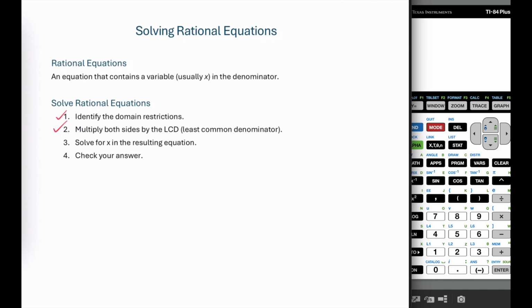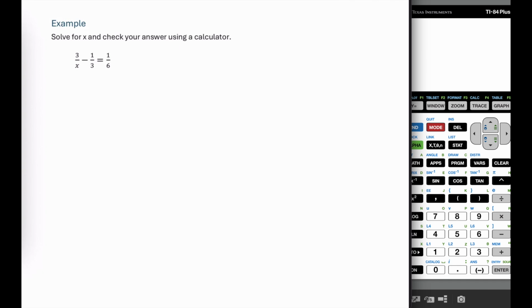Then we're going to multiply both sides of the equation by the least common denominator, which will enable us to eliminate the fractions. We'll then solve for x in the equation that results, and then check our answer using a calculator. So let's walk through those steps in this example.